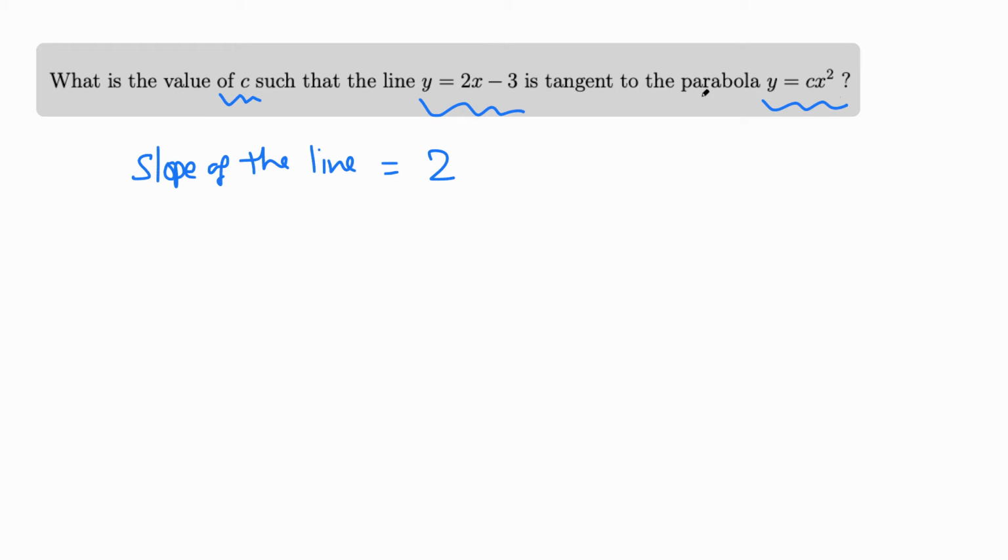What is the slope of this parabola at any point x? Because we don't know the particulars, c is there. So the slope of the curve, which is the parabola, we can find with the derivative. y prime, the derivative, is 2cx. So that is the slope at any point.